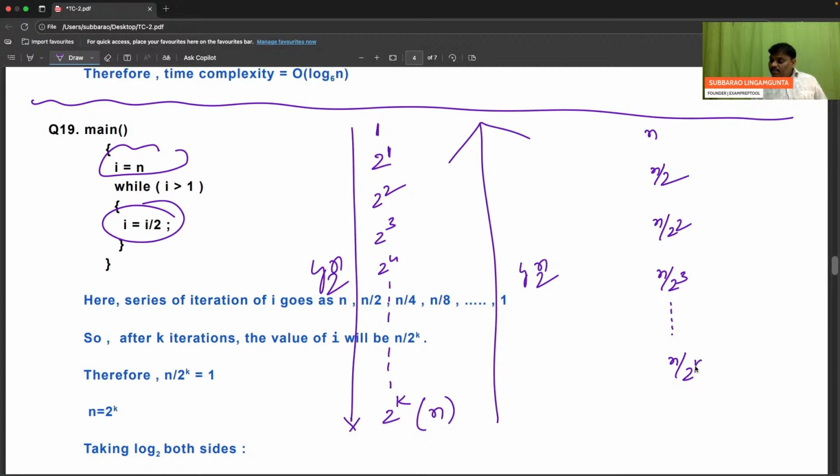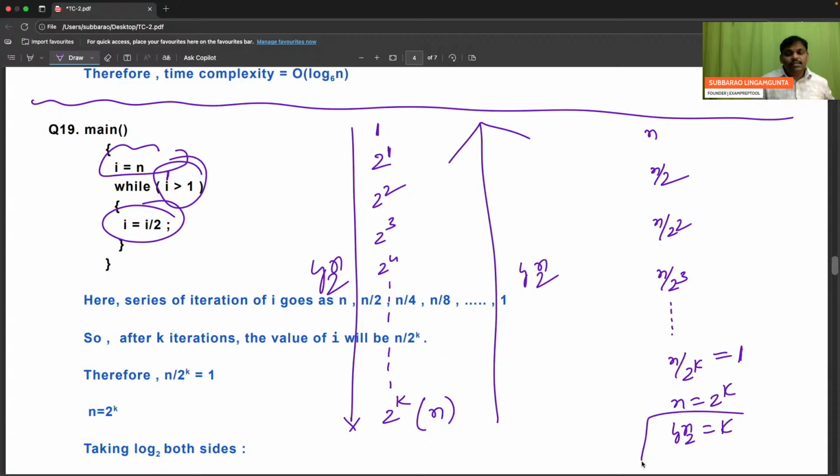And some people are asking, sir, you are decrementing, where is the termination condition? Lastly, it became 1. The condition greater than 1 fails, so until 1 we continue. Finally, n is equal to 2 power k, so log n base 2 is equal to k. Same story.